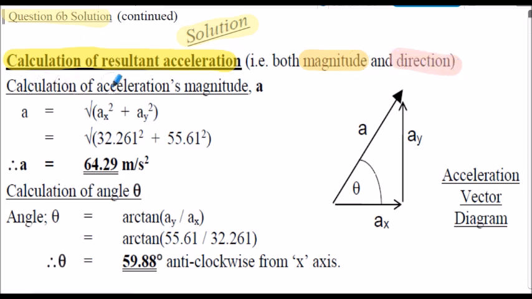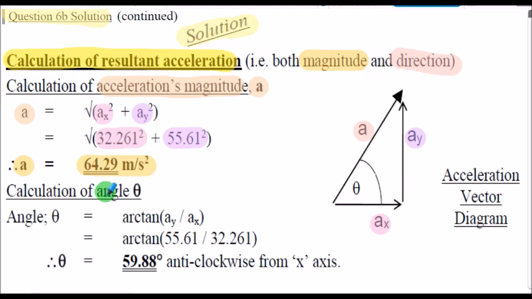To calculate the acceleration's magnitude, labelled A here, is simply Pythagoras' theorem. We know the acceleration in the x direction, we know the acceleration in the y direction. We can work out the resultant acceleration. So inserting the values, that was the acceleration in the x, acceleration in the y, our magnitude is 64.29 meters per second squared.